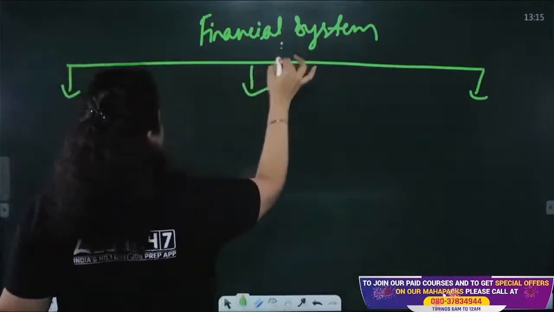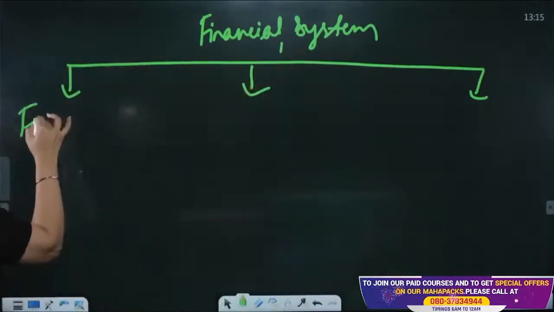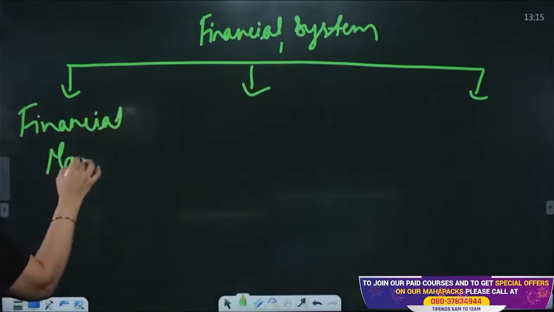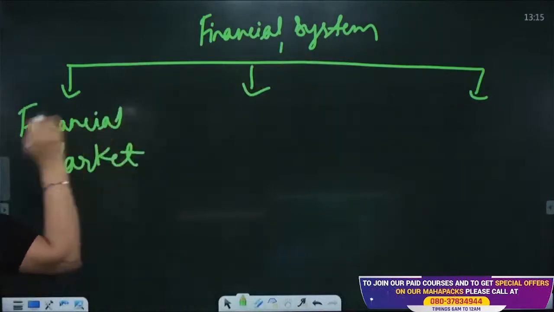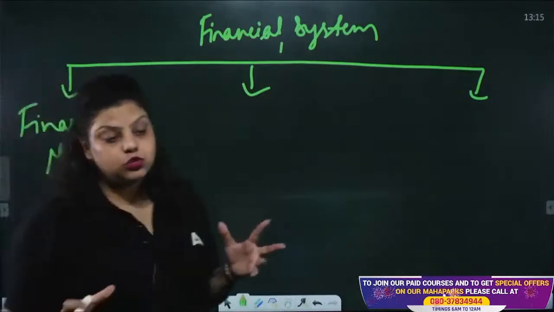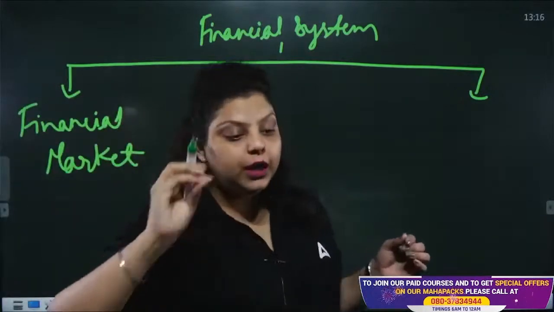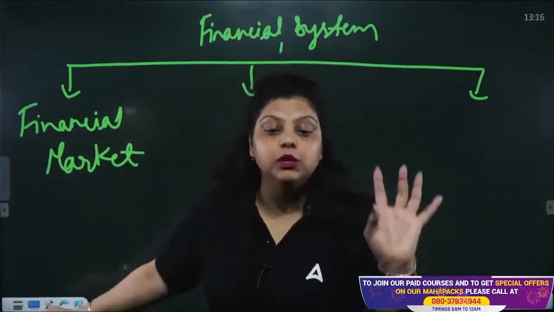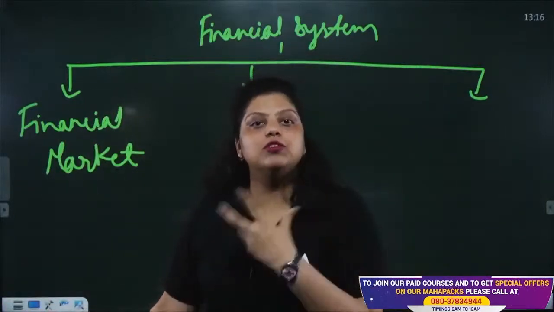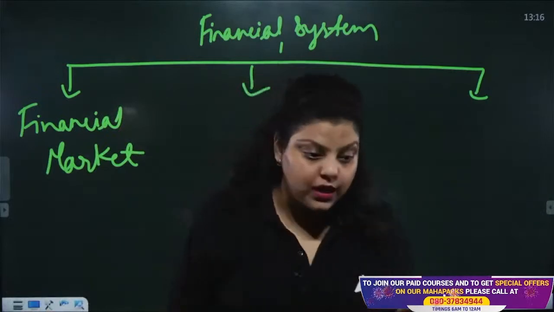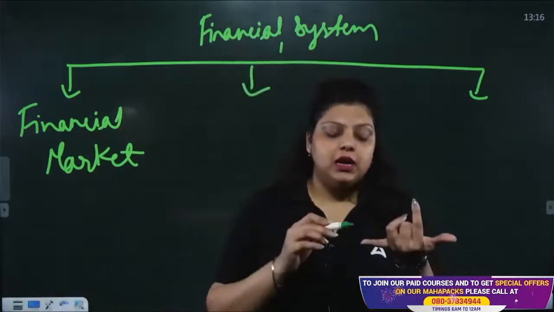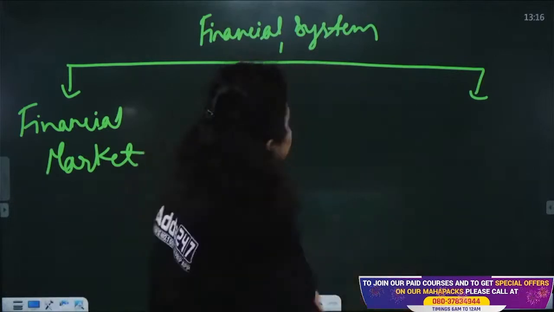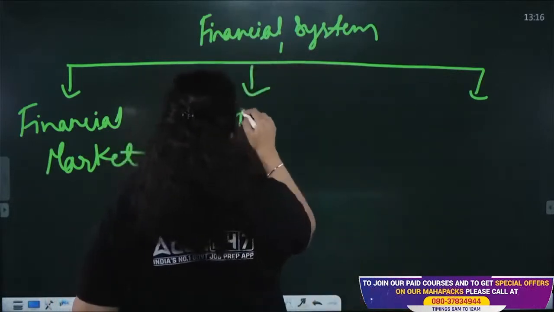Three components are there. First we have the financial market. The financial market is the market where you exchange certain financial instruments to fulfill your requirement of money. So the financial market is the place where you are able to raise your capital, to raise your funds. That's the financial market, okay? And there are so many financial markets: money market, capital market, forex market, insurance market, etc.